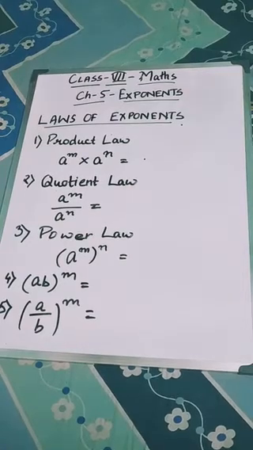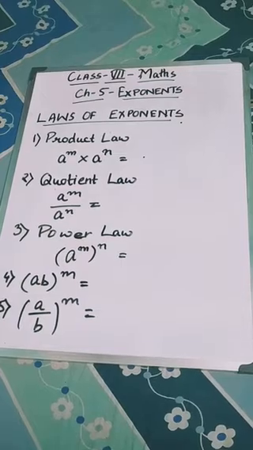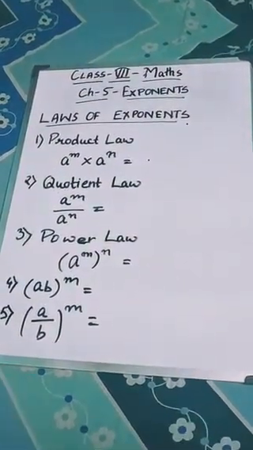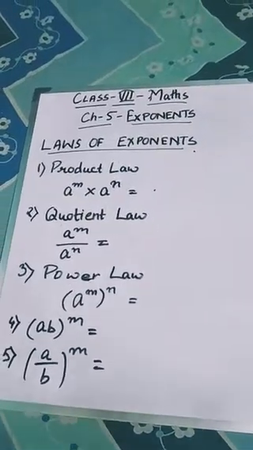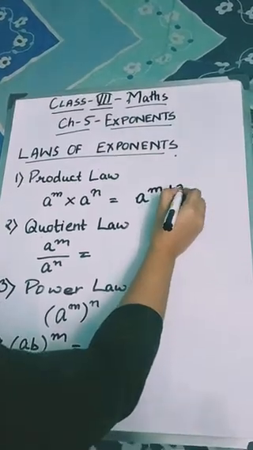Today we are going to do chapter number 5, exponents. So here are the laws of exponents. The first law is the product law. Product law says that a raised to the power m into a raised to the power n will be equal to a raised to the power m plus n.